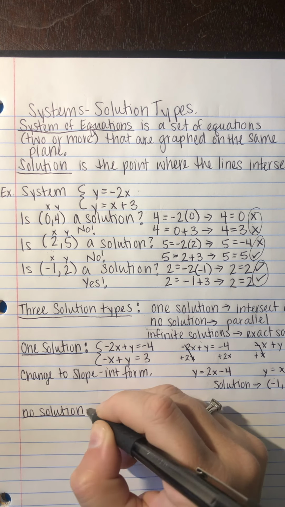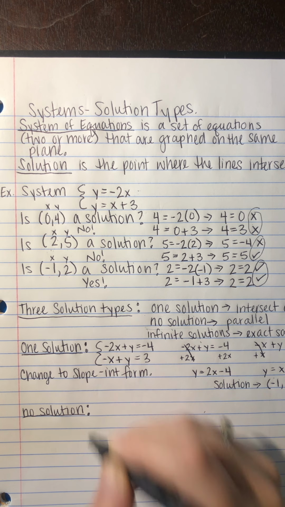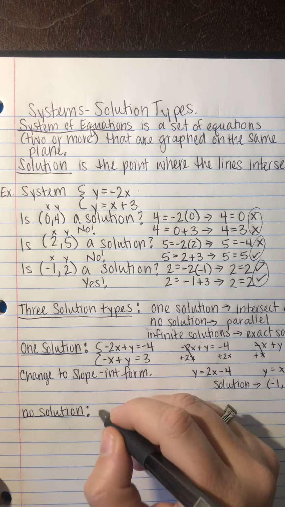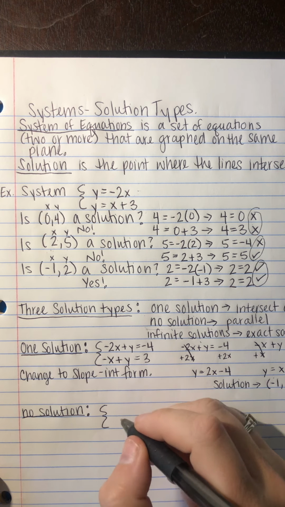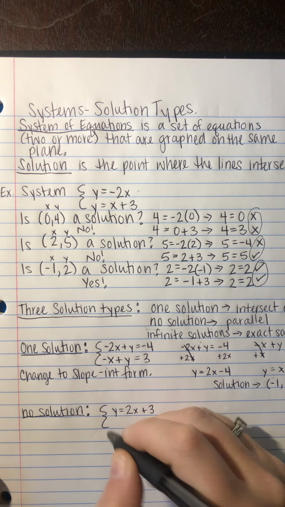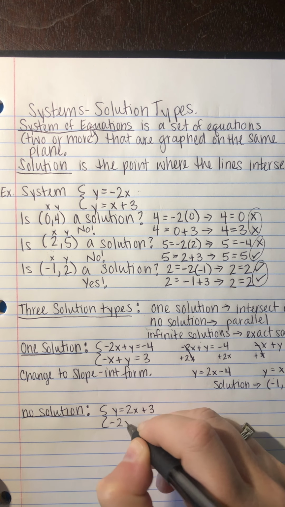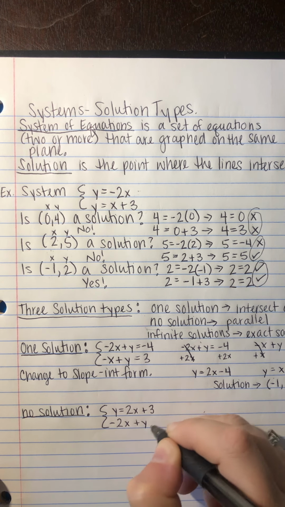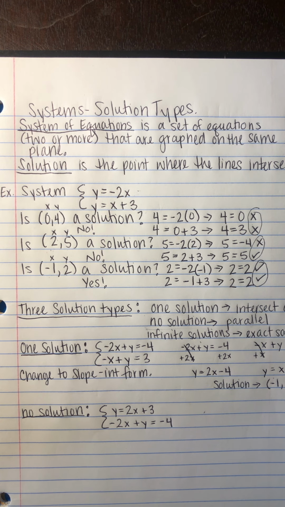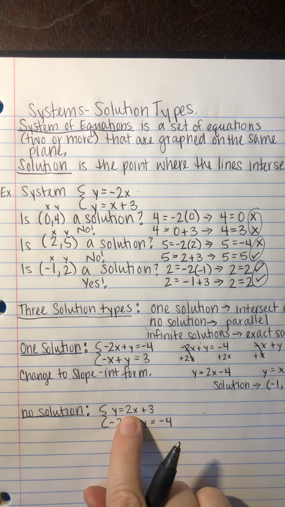All right, so the second type we're going to look at is a no solution problem. And if you remember, no solution does tell us that they have to be parallel, which means we're looking for two slope-intercept equations that have the same slope. And the equations I'm going to give you now are y equals 2x plus 3 and negative 2x plus y equals negative 4.